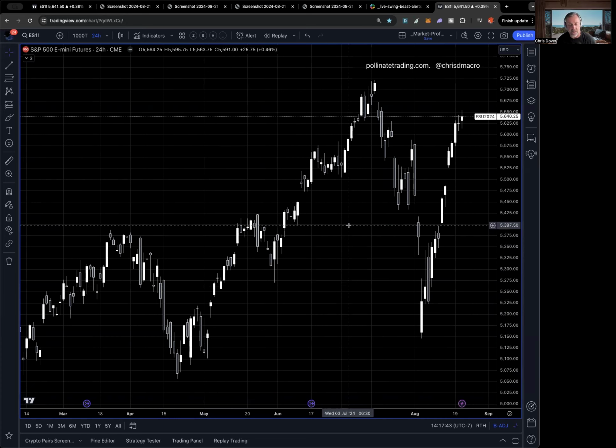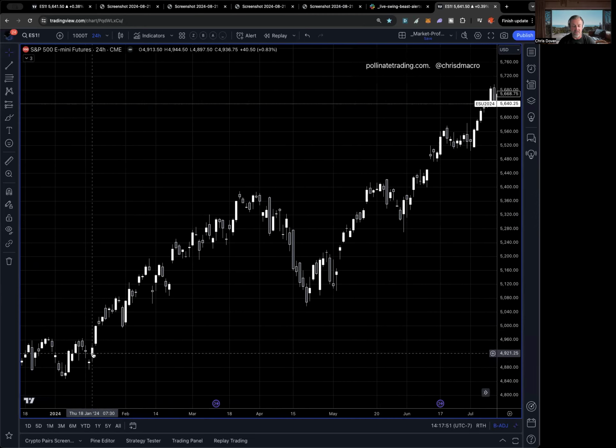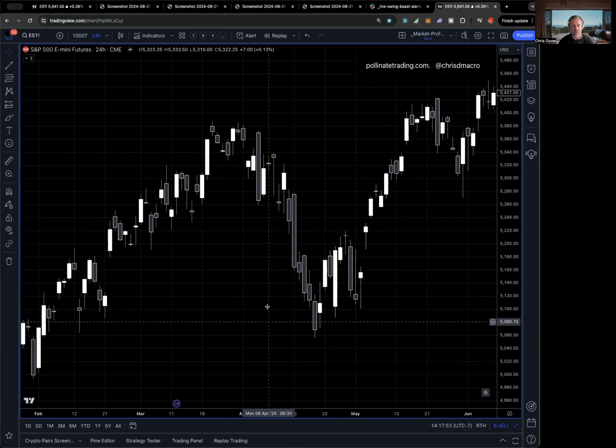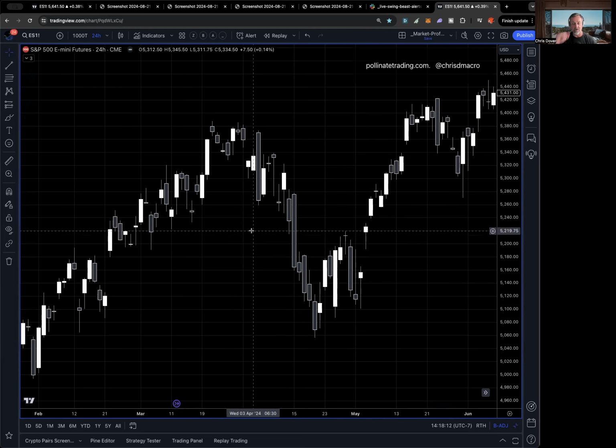So what we did is I got rid of the overnight trading session, and all we're seeing is the regular trading session. You can see that the way it works is you have a market close and then it opens over here. So this one closed at 5248.75, and this one opened at 5290. So about a 42 point or so gap up on the S&P 500.